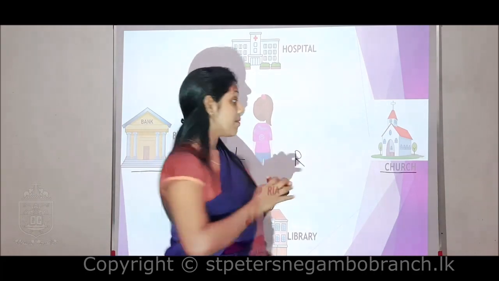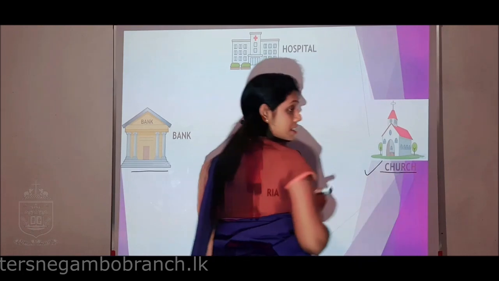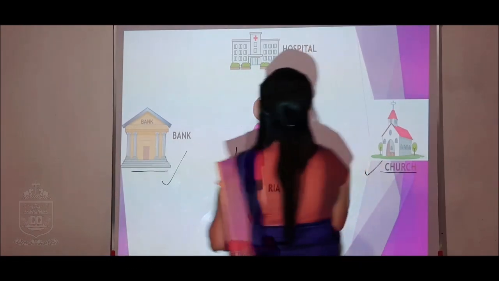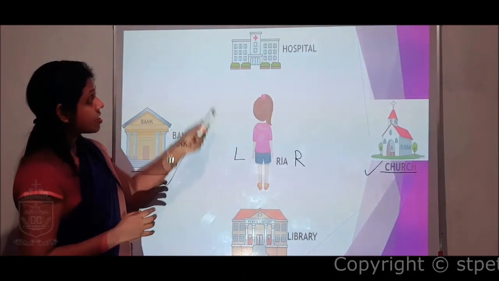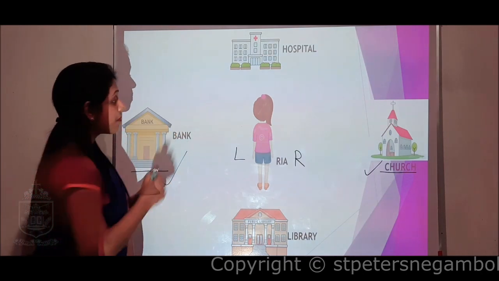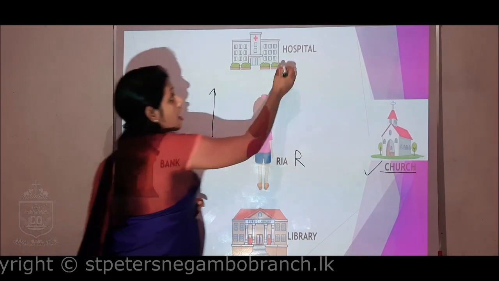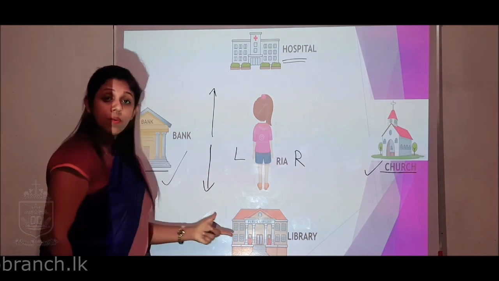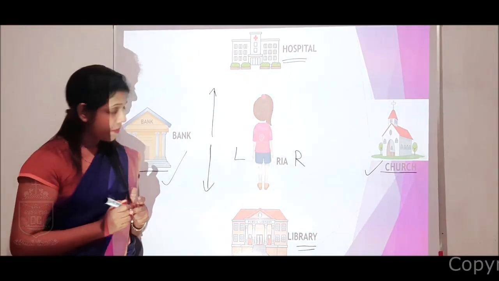Let me show you, if I am in Ria's place, on my right hand side there will be a church. On my left hand side there will be a bank. Even Ria, so over here, when she is facing towards the hospital, then in the forward direction we have the hospital. In the backward direction we have the library. Understood? Okay.